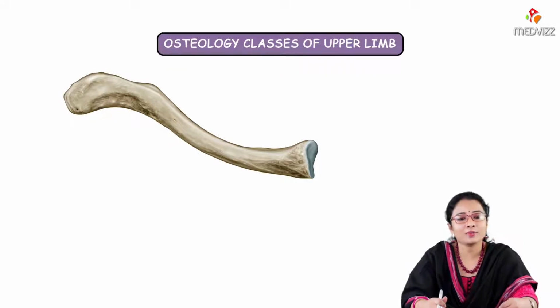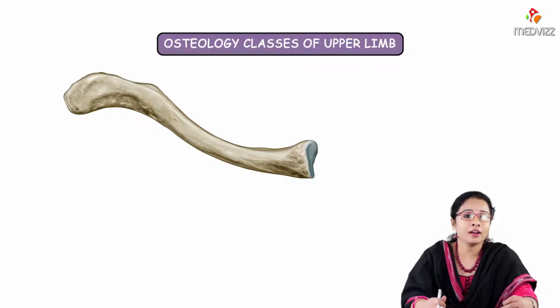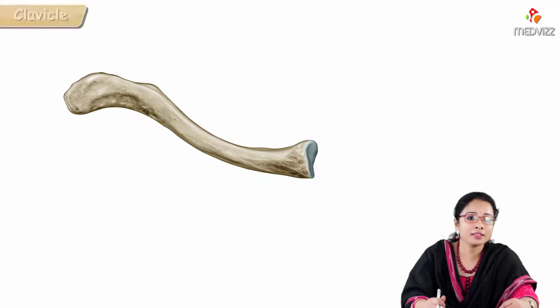Hello students, welcome to osteology classes of upper limb. The first topic under osteology of upper limb is the clavicle.